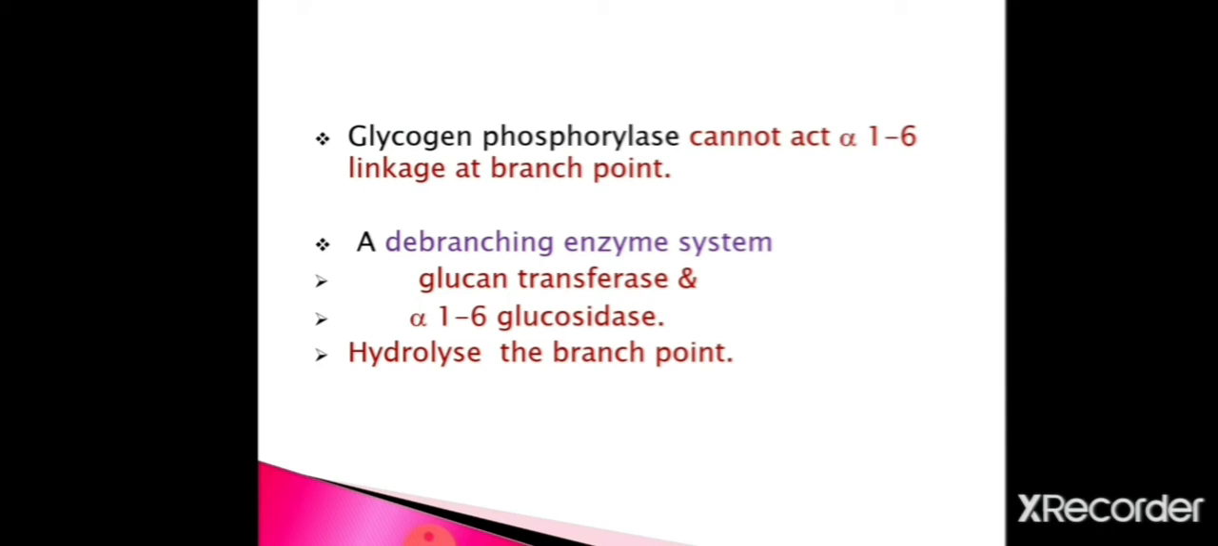So if glycogen phosphorylase alone acts on the glycogen molecule, then the final product is highly branched. That is, this glycogen phosphorylase will not act on the branch points. So the final product is a highly branched molecule which is known as the limit dextrin.